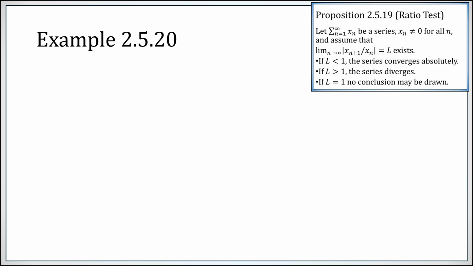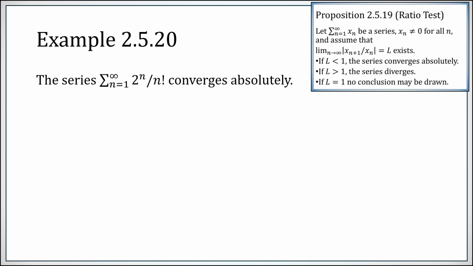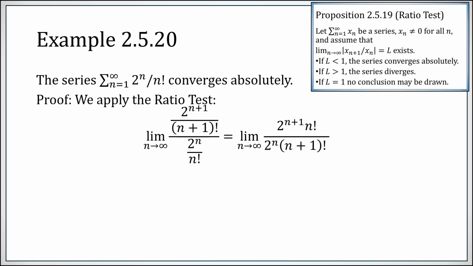Let's take a look at example 2.5.20. The sum of 2 to the n over n factorial. This converges absolutely. The appearance of factorials in terms of your series is almost always a dead giveaway that the ratio test is going to be useful. So let's apply the ratio test. We don't need to write absolute values because no term of this series is negative. Here's the n plus 1th term. Here's the nth term. This comes up to the numerator. That goes down to the denominator.